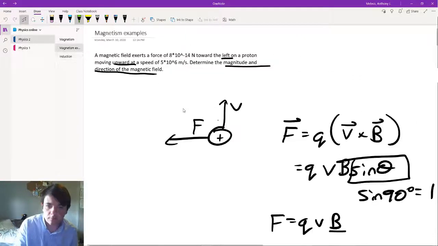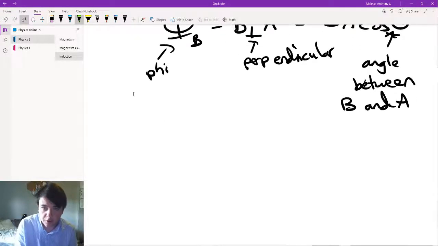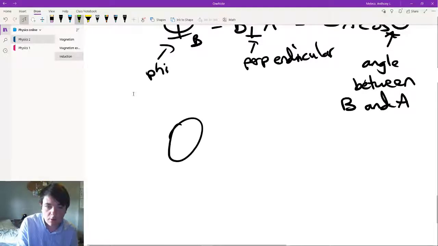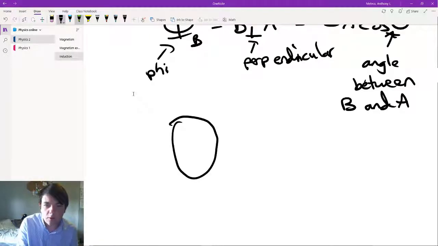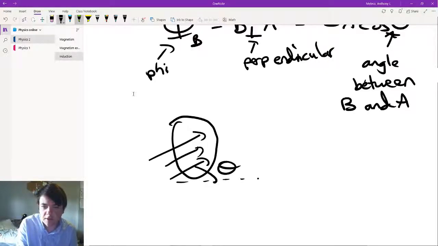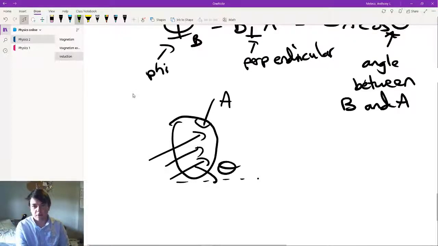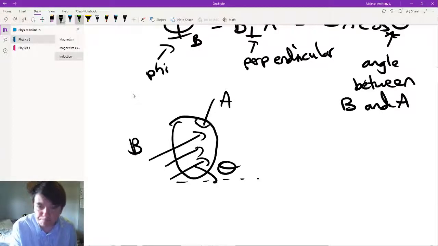So if we were looking, we have our thing, and, oh, that's a really bad circle. And we had a field going through it, and this field had an angle theta. If we wanted the flux through this area, if we knew the area of this circle and we knew the field, we could just plug that in, and we would be set. And you'll see when we do examples like this that that's how that works.